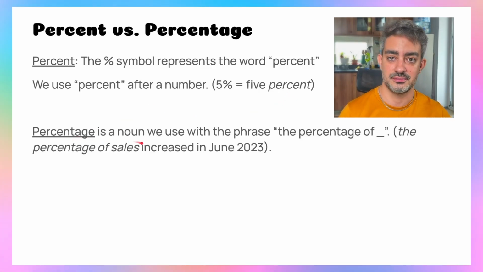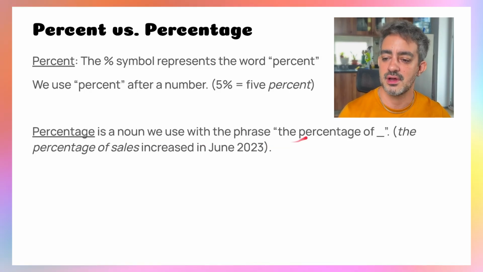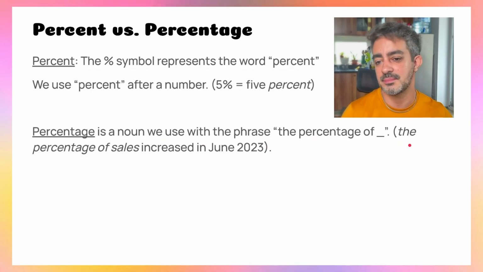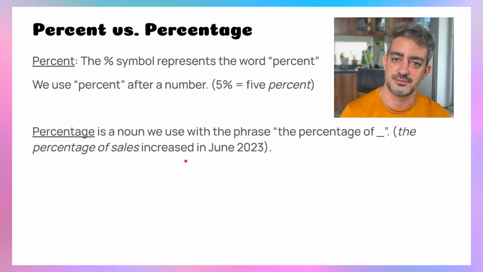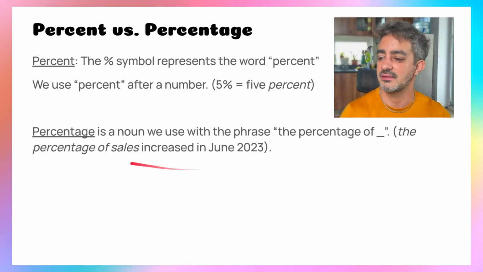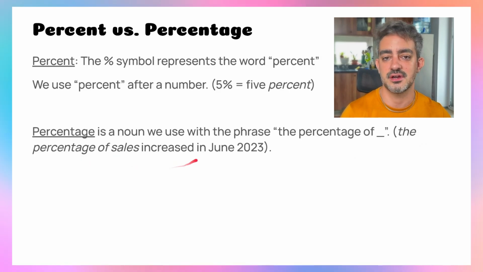Percentage is a noun, and we use percentage with the phrase, the percentage of something, okay? The percentage of sales increased, for example, okay? Usually with of, almost always used in this way, the percentage of something.